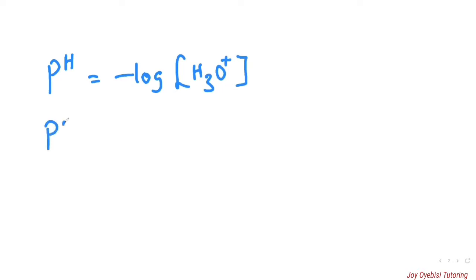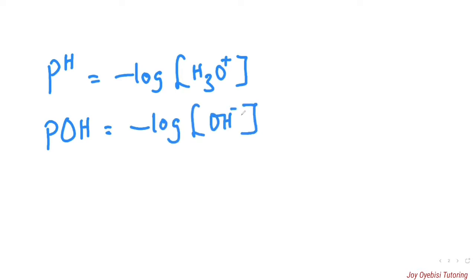Then we go to pOH. Now pOH would be negative log of OH minus. OH minus here would represent hydroxides, that is the base, okay? While this one on top here represents acid, this one represents the bases. Okay, so how do we calculate for pH or pOH when we are given one of them?